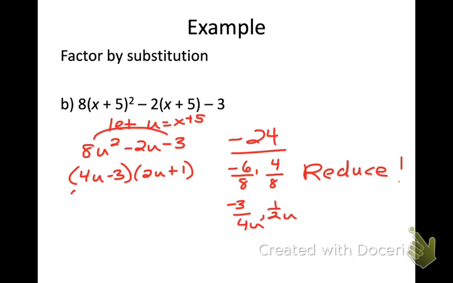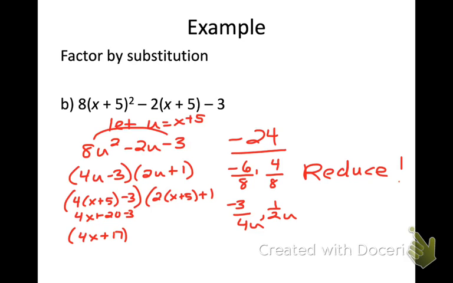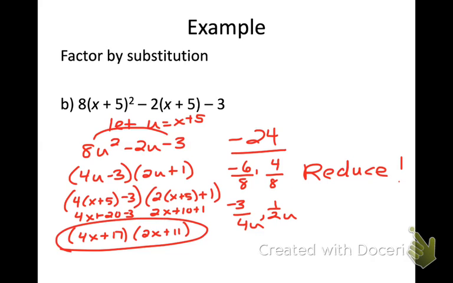Put your x plus 5 back in, so 4 times x plus 5 minus 3. That goes to 4x plus 20 minus 3, which would be 4x plus 17. And then over here we have 2 times x plus 5 plus 1, which would go to 2x plus 10 plus 1, which is 2x plus 11. So there it is. Much more simple, right?